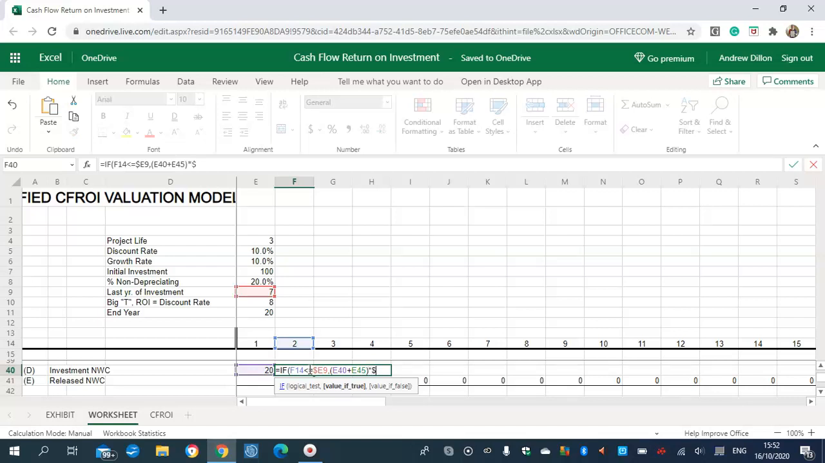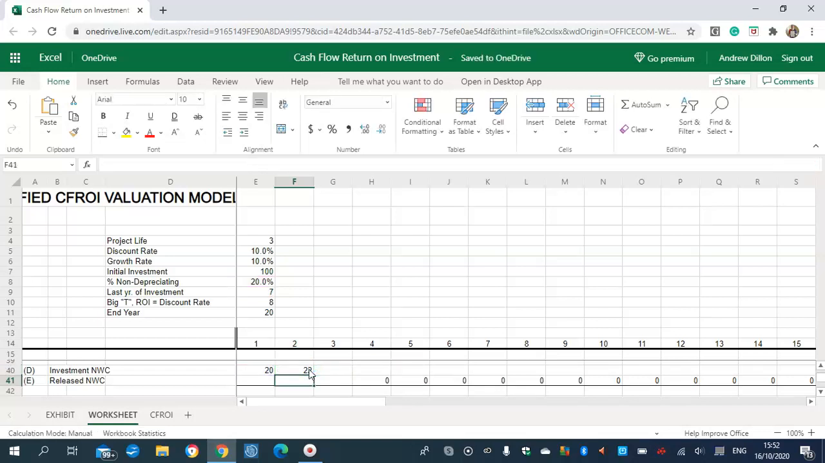Multiplied by $E8, multiplied by 1 plus F16, bracket, comma 0 bracket. Oh, so I got that entered correctly. The answer is number 22. Okay, number 3.